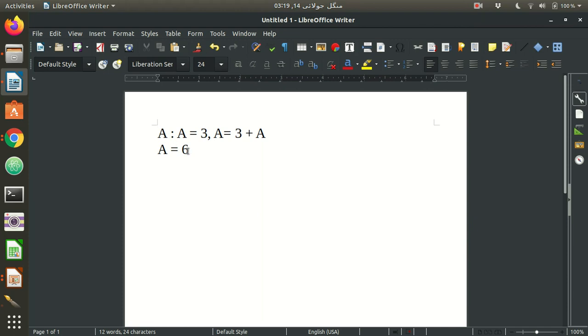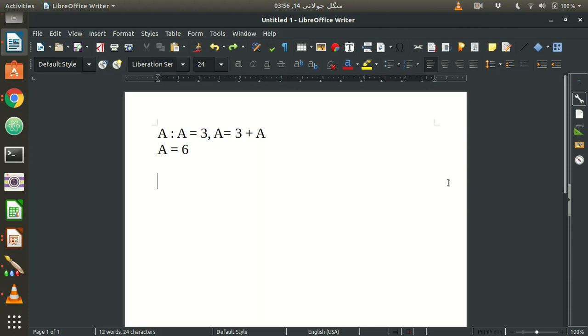So if I say prove that A is equal to 6, what will you start from? If you put A is equal to 3, then 3 is not equal to 6. So you will not put A is equal to 3. This rule will not be applied here. Instead, you will put A is equal to 3 plus A instead of A.